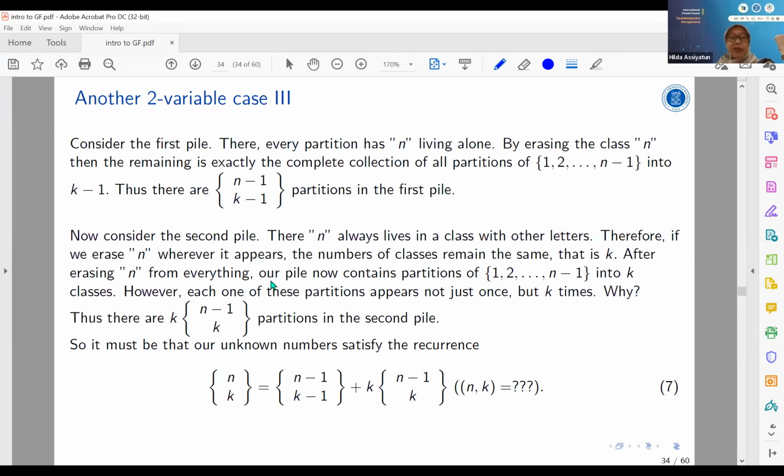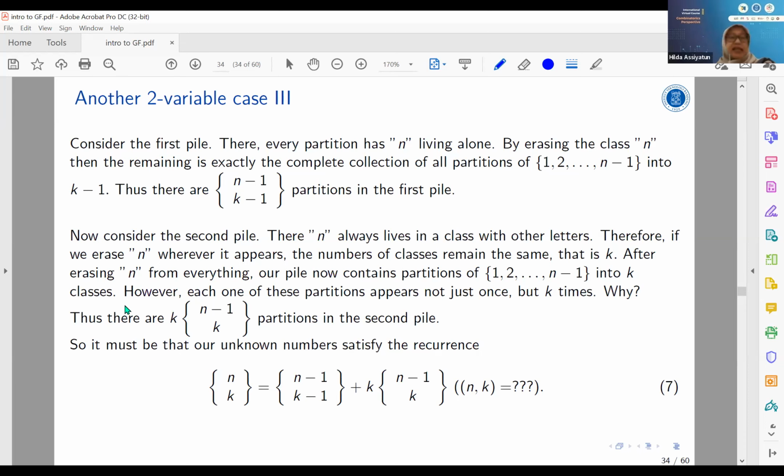How many are there in this second pile? After we erase n for every class, in the second pile, after we erase n for every partition, we will end up with the partitions of n-1 objects into k classes.